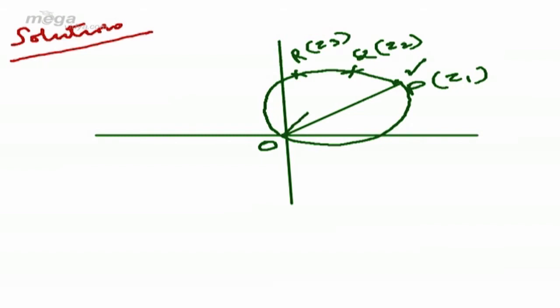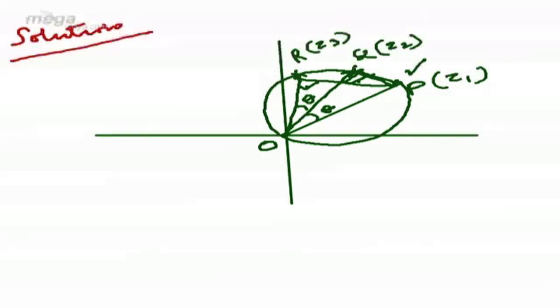So the angle OQP is 90 degrees. Similarly, the angle ORP is 90 degrees. These two angles are 90 degrees. And the angle POQ is given as theta. Similarly, angle QOR is again given as theta.